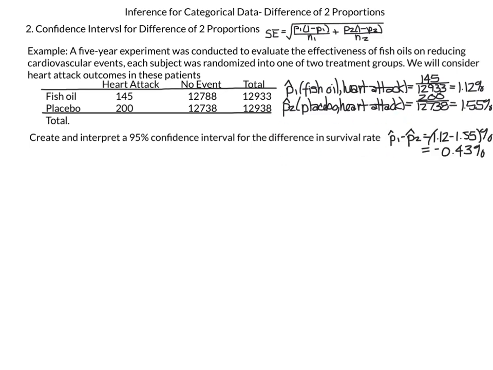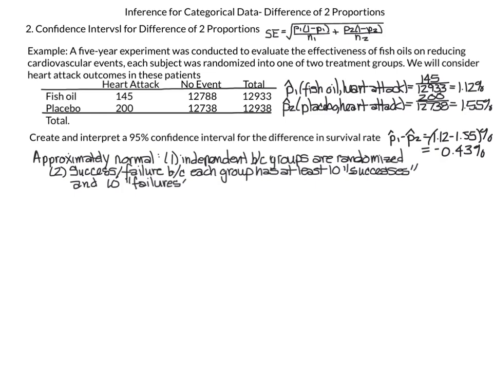Here I have calculated the difference, P1 minus P2, that's my 1.12% minus my 1.55%, which gives us a negative 0.43%, because P2 is greater than P1. The first thing I need to do is verify that my probability distribution is nearly normal. The 2 things we need to look at are independence, but these are independent because the groups are randomized here. So subjects are randomized into one of the 2 groups.